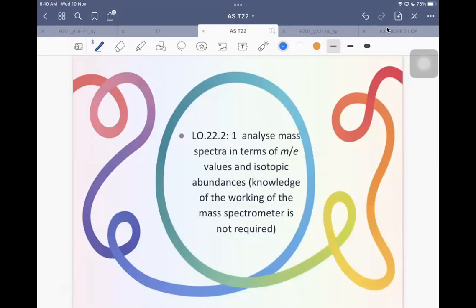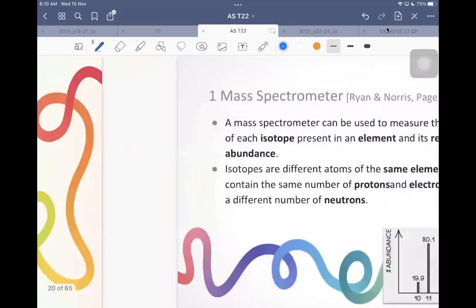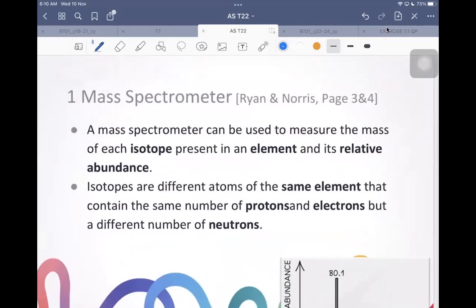Your learning objective is to analyze the mass spectra in terms of m/e. We call that the mass to charge values and isotopic abundances. We'll talk about the isotopic abundance shortly. You do not need to know how a mass spectrometer works, but you need to know what it is.